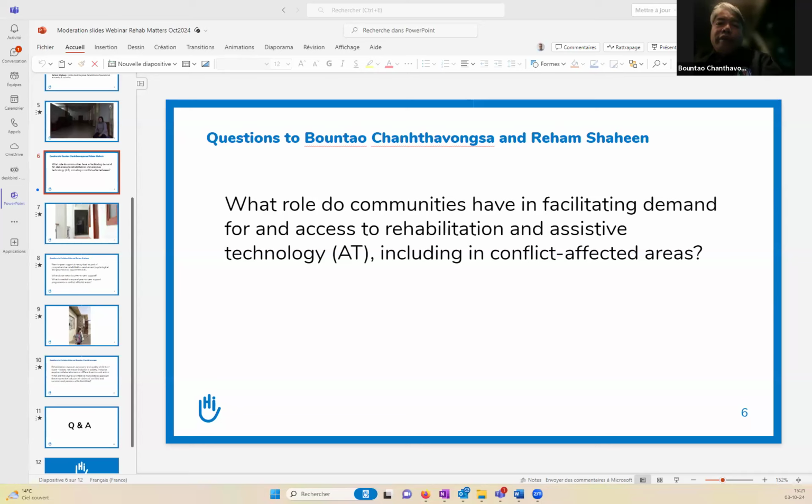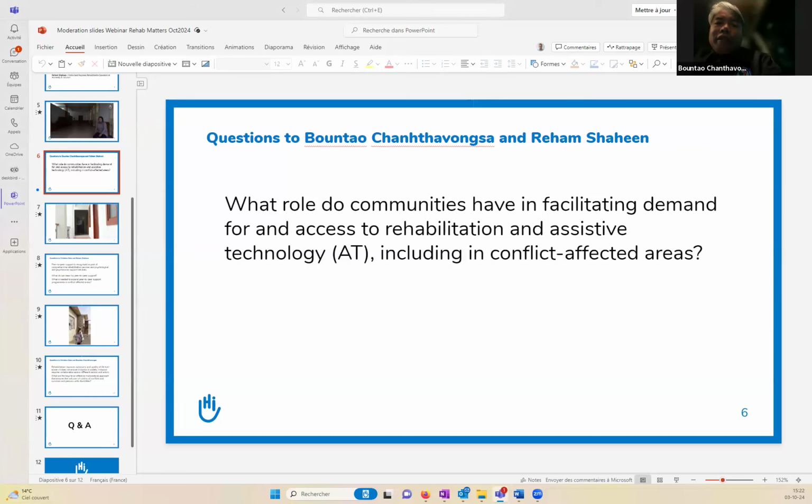Each year, for example, we collect information on 500 cases, but finally only maybe 30 to 40% of the registered people with disabilities can access the facilities. So this is the real situation in Laos.